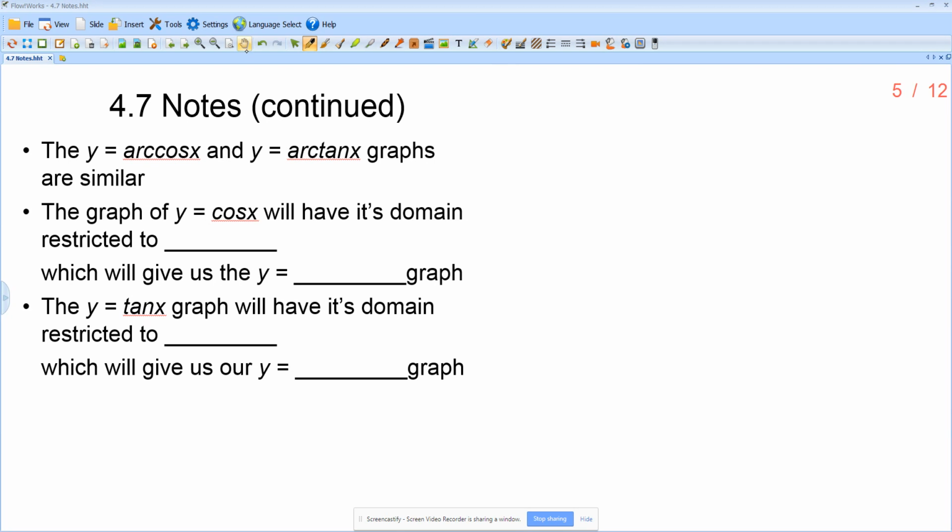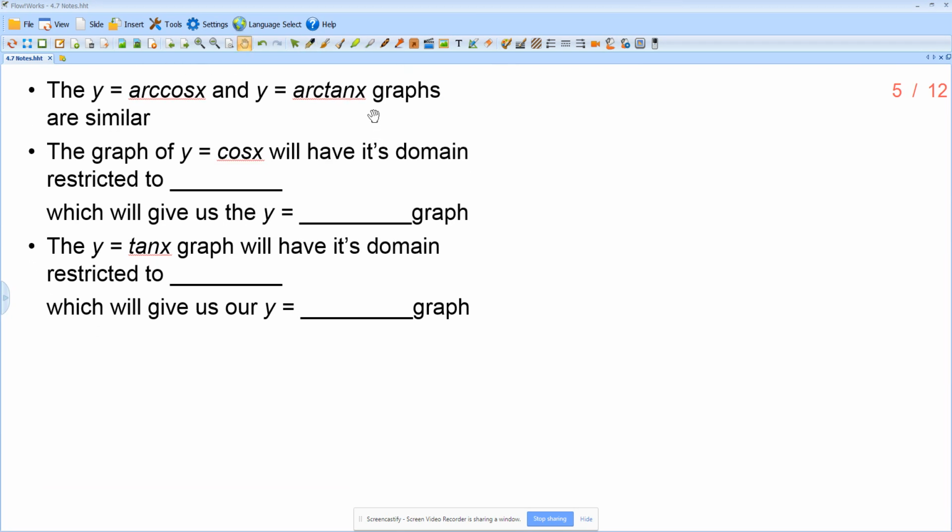So now looking at y equals arc cosine x and y equals arc tangent x graphs, it's going to have the same exact idea but different restrictions. The graph of y equals cosine x is going to have its domain restricted to just 0 to pi. So a different restriction, and the reason for that, if you think about what cosine looks like, I'll try and, for some reason I struggle with drawing cosine. Okay, there we go. That's sort of cosine. Let's just move this line over a little bit so it looks more cosine-y.